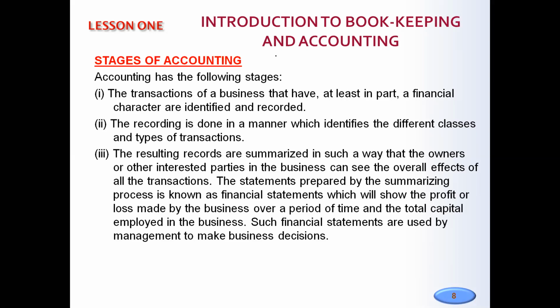The recording is done in the manner which identifies the different classes and types of transactions. Then the results recorded are summarized in such a way that the owners or other interested parties in the business can see the overall effect of the transactions. The statement prepared by the summarizing process is known as financial statement, which will show the profit or loss made by the business over a period of time and the total capital employed in the business. Such financial statements are used by management to make decisions.